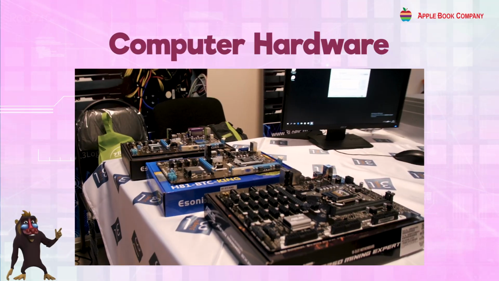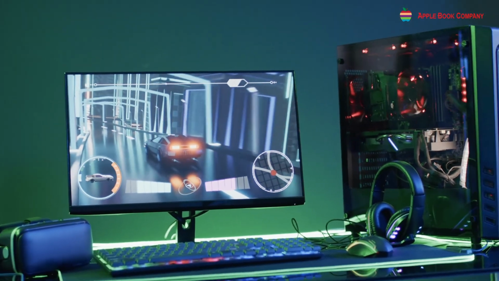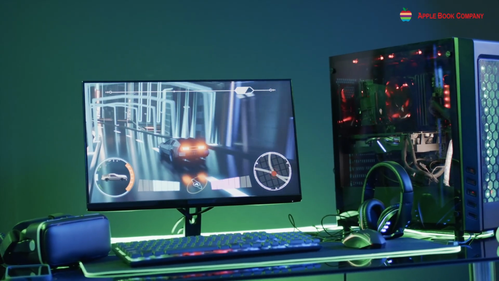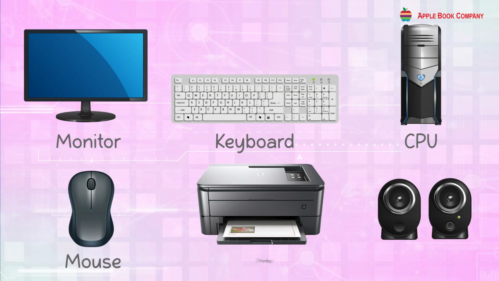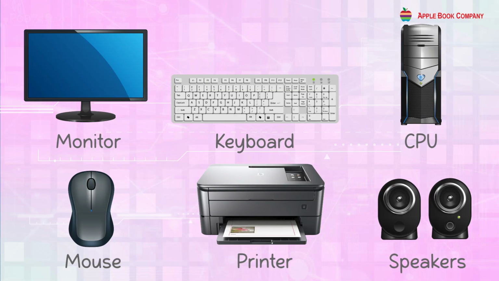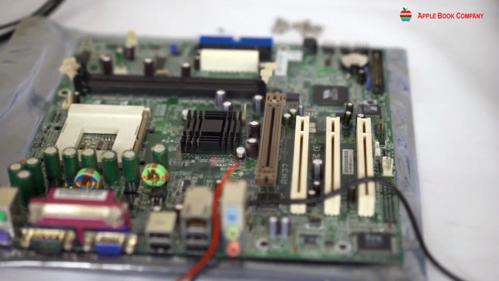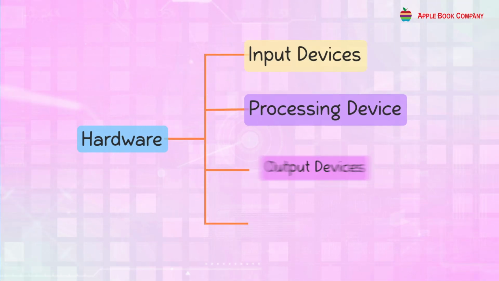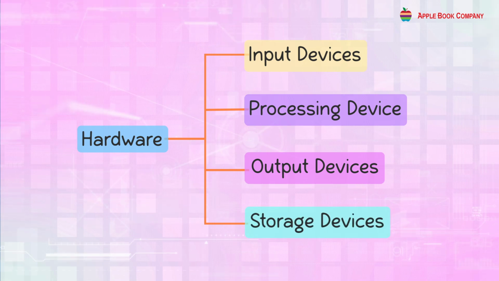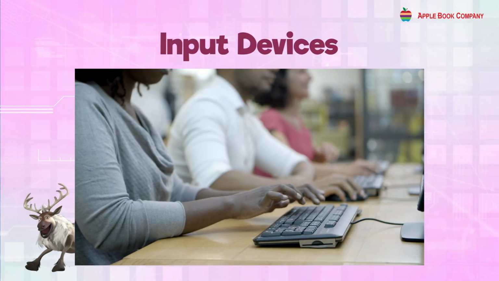Computer hardware. Hardware refers to the physical parts of the computer that you can see and touch, such as the monitor, keyboard, CPU, mouse, printer, speakers, etc. The computer hardware components are divided into four main categories: input devices, processing device, output devices, storage devices. First, let's learn about input devices.